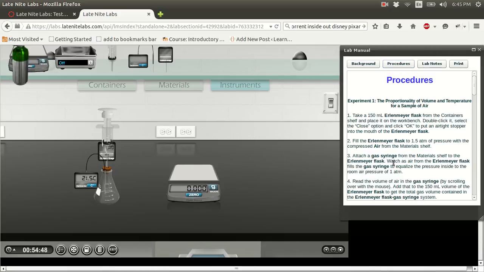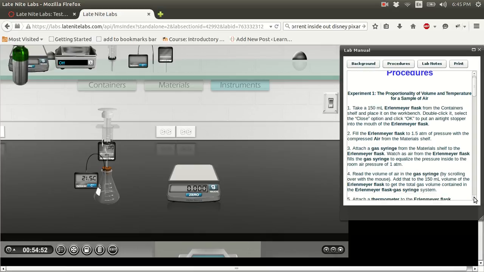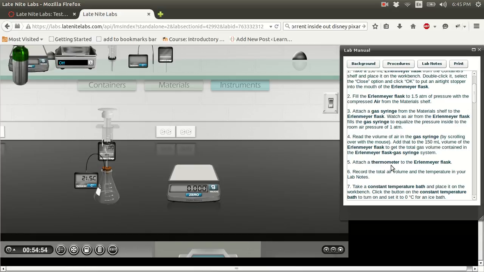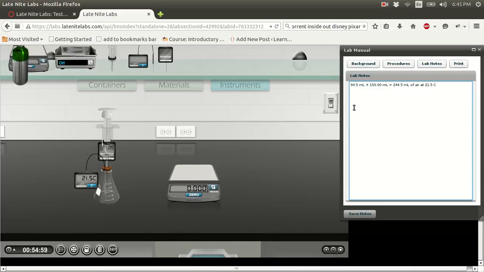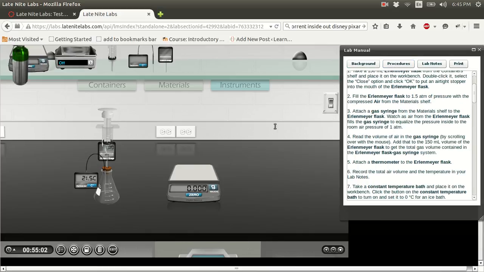All right, so read the volume of air, attach a thermometer, record a total air volume and temperature. So I did that, right? Total air volume and temperature, good. And now I'm gonna get the constant temperature bath. Where is it? I don't see it. Ah, here it is. Constant temperature bath, put it on the counter there.